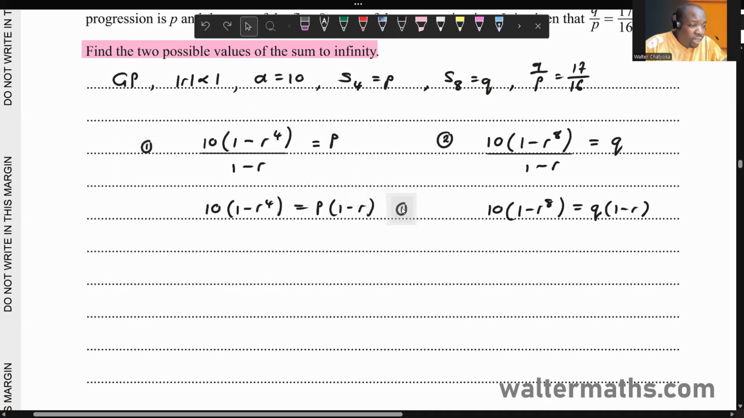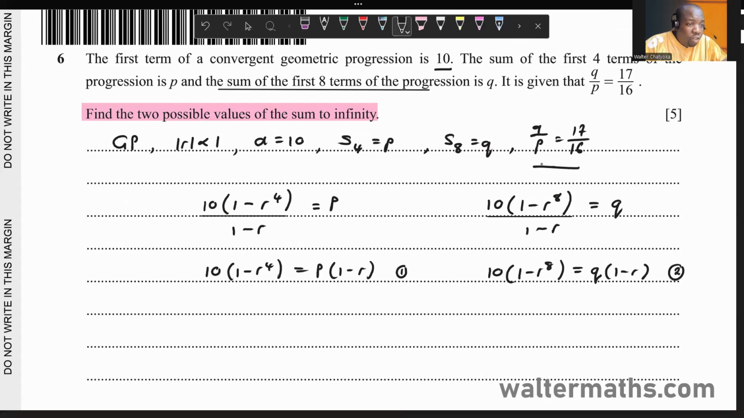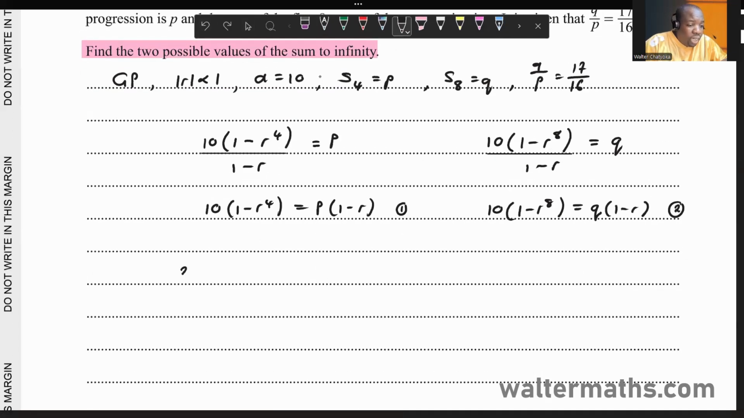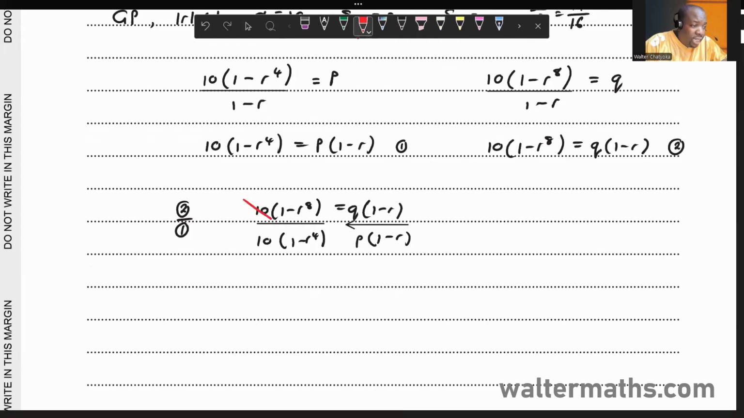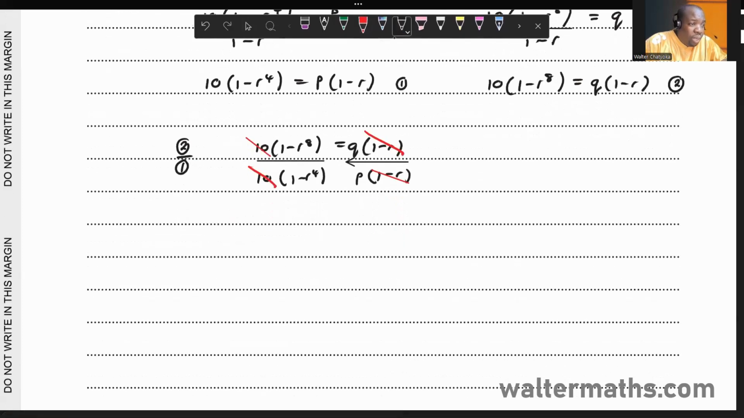So we have equation 1 here, and we have equation 2 here. Since we have been told that q over p is equal to 17 over 16, I'm going to say equation 2 divided by equation 1. So 10 of 1 minus r to the 8 being equal to q of 1 minus r is divided by, on the left side, 10 of 1 minus r to the 4, and that will be over p of 1 minus r. We can see here that the 10s cancel out, and the 1 minus r's cancel out. So basically, on the right side, we have q over p being equal to 1 minus r to the 8, over 1 minus r to the power 4.